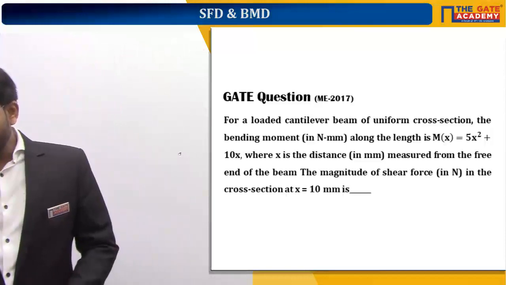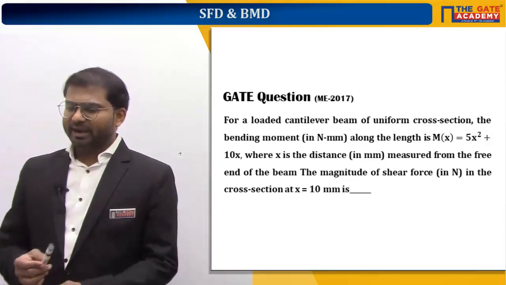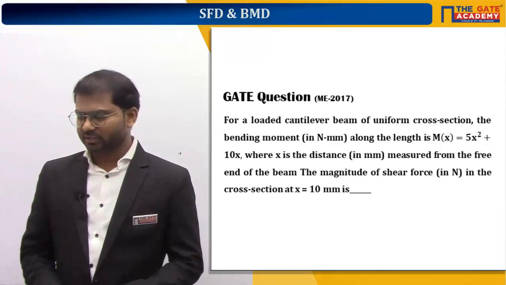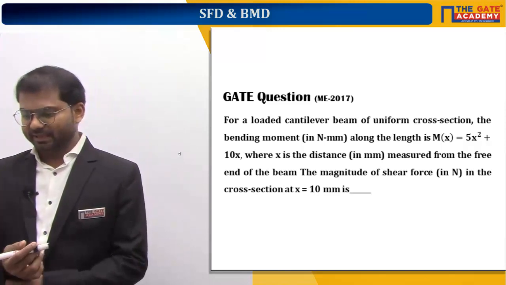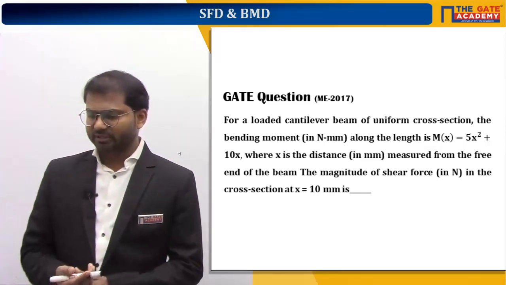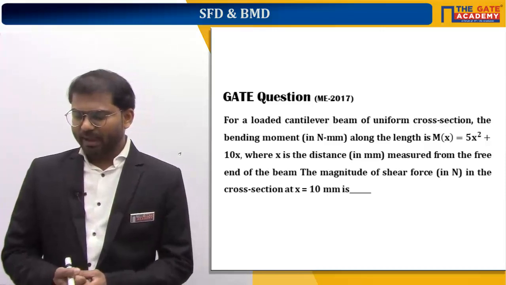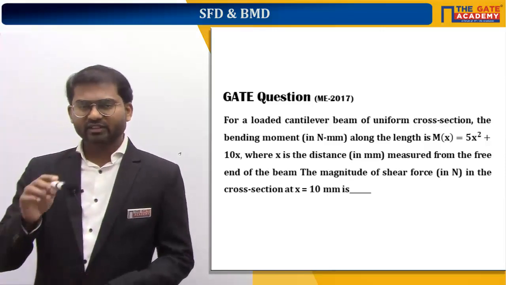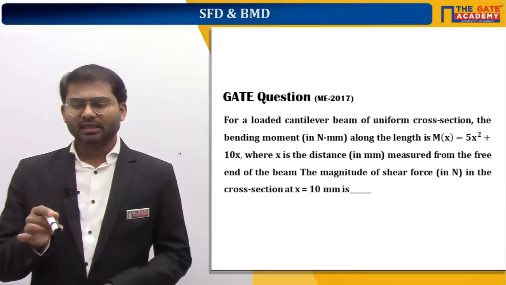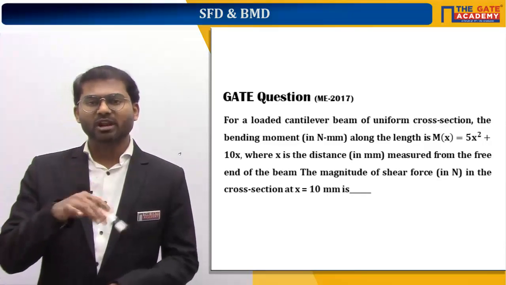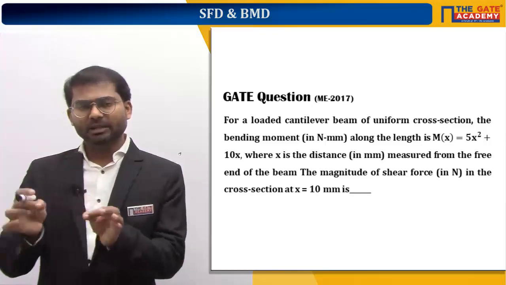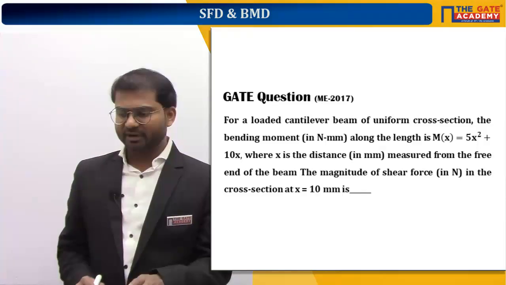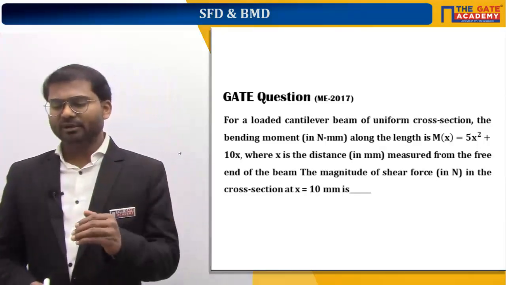It's given that for a loaded cantilever beam of uniform cross section, the bending moment in Newton millimeter along the length is M of x is equal to 5x square plus 10x, where x is the distance in millimeter measured from the free end of the beam. The magnitude of shear force in the cross section at x is equal to 10 millimeters is. So here they gave the bending moment equation, but they are giving the value of x in millimeters. They are taking distance in millimeters and force in Newton, and they are getting the value of bending moment in Newton millimeter.